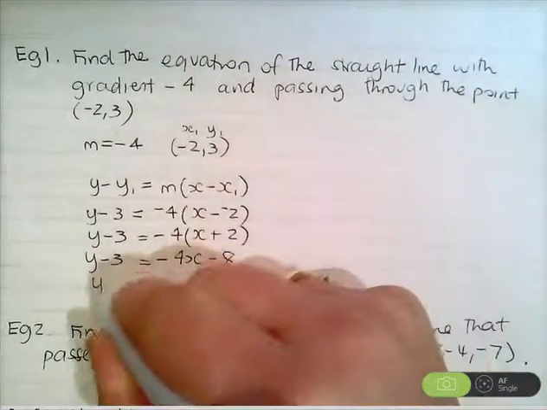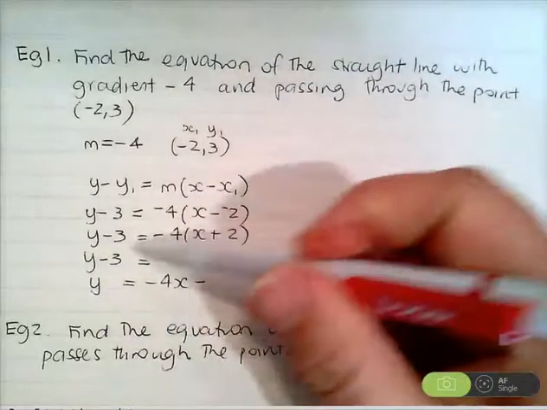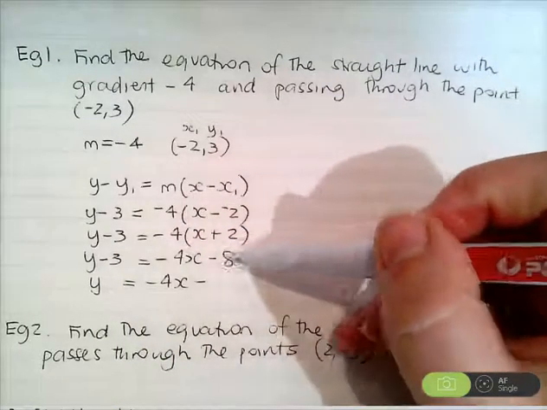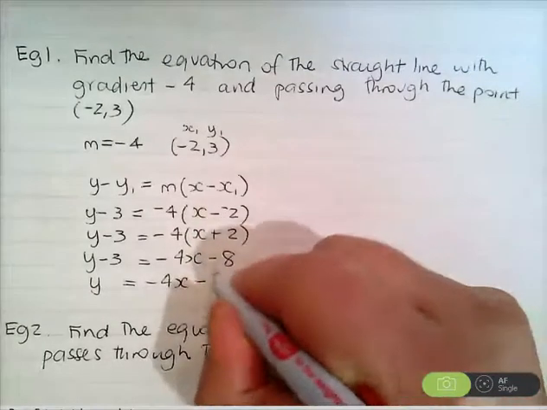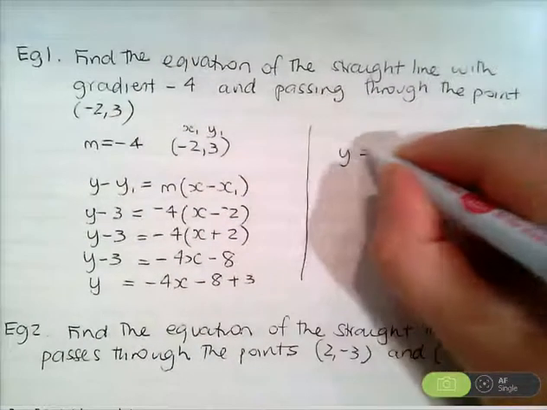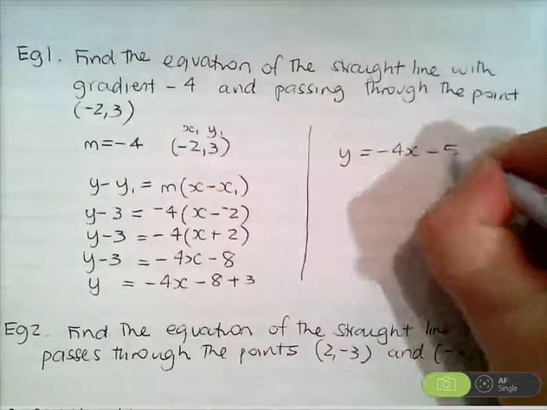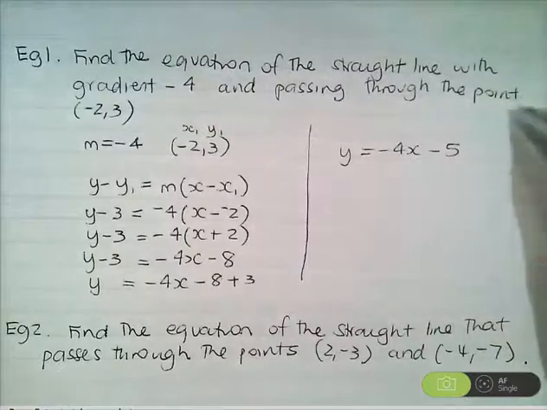Now we can write it in y equals mx plus b form first. So we've got y equals -4x minus 8. If we bring this minus 3 over, it becomes minus 8 plus 3. So we've got y equals -4x minus 5. That's our gradient form, or y equals mx plus b form. Or we can also put it into general form.